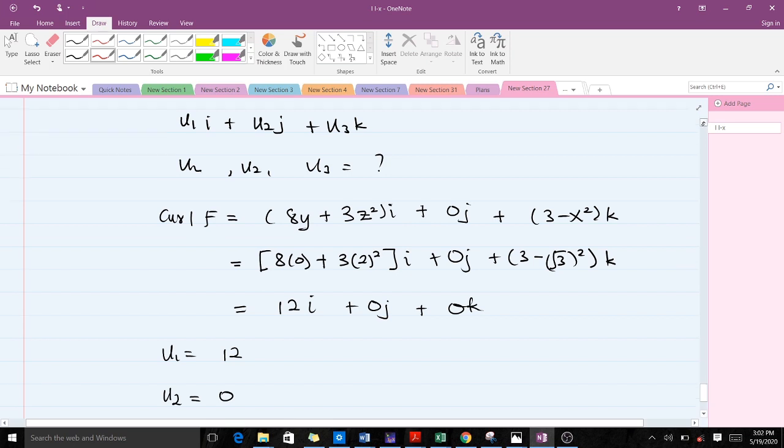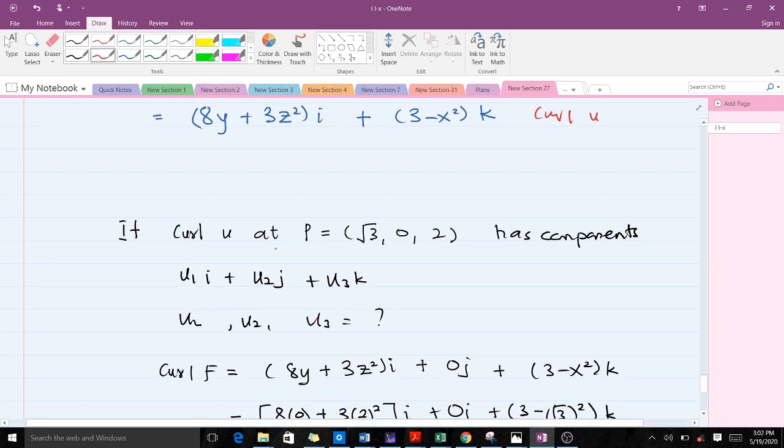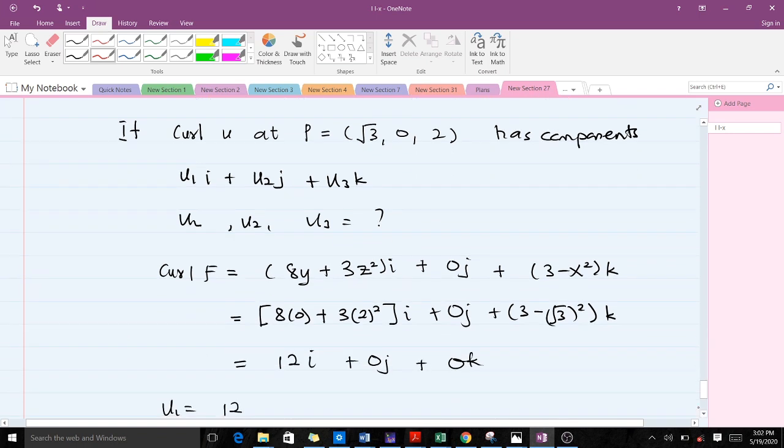The next one is we are supposed to evaluate the curl at the point p equals (root 3, 0, 2). Remember, this was our curl. So putting in those values: wherever you find x, we put root 3. Wherever you find y, we put 0. Wherever you find z, we put 2. So this will give us 8 times 0 plus 3 times 2 squared i, plus 0j, then plus (3 minus root 3 all squared) k. This is because x is root 3, y is 0, and z is 2.